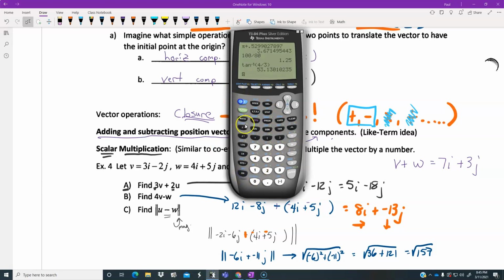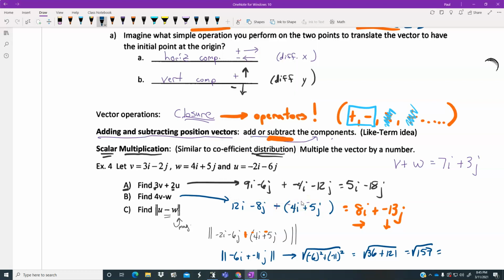The square root of 157. And it's very common for magnitudes to be decimal equivalents. Let's do 2 decimal places here, 12.53. And I don't know what that unit is on it. It's unitless at this point in time, but it is a scalar number representing how much magnitude or hypotenuse is in that vector.